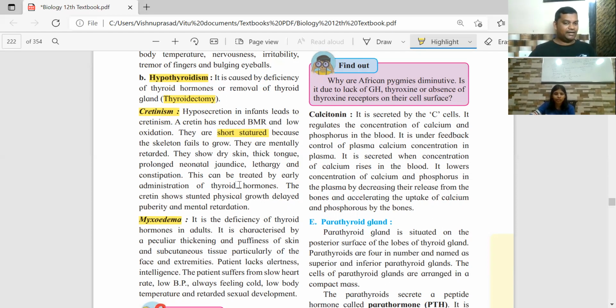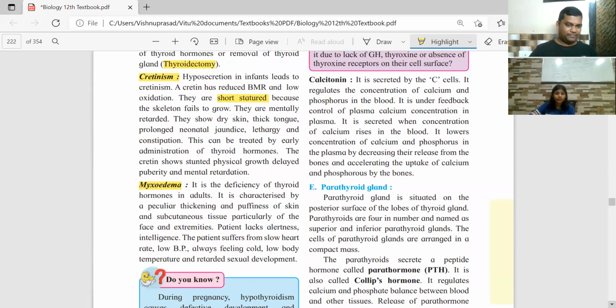So this kind of a person is called a cretin. They show stunted physical growth, dwarfism as I said. Also, overall growth of the body doesn't happen properly right from the infant stage. That's why they also reach puberty very late, and there is mental retardation. But the reason is deficiency of thyroxine.